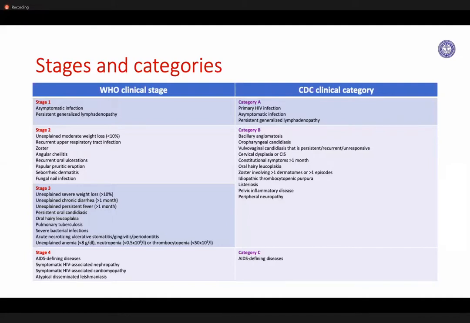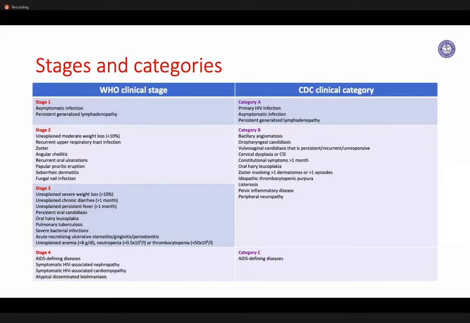Unexplained chronic diarrhea, more than 1 month. Unexplained persistent fever, more than 1 month. Persistent oral candidiasis, oral hairy leukoplakia, I'll show you a photograph in a little while. Primary tuberculosis, severe bacterial infections, acute necrotizing ulcerative stomatitis or gingivitis or periodontitis. So that's all dental infections. And unexplained anemia or neutropenia or thrombocytopenia.